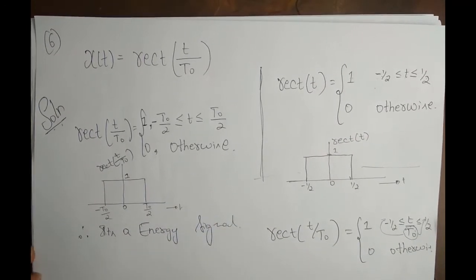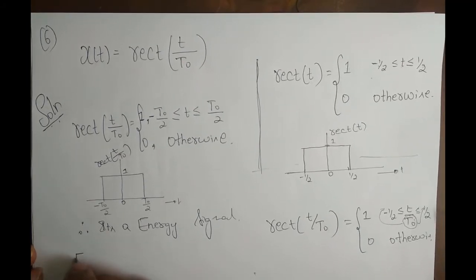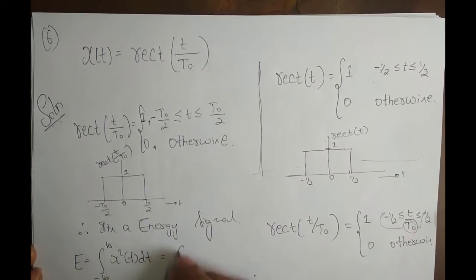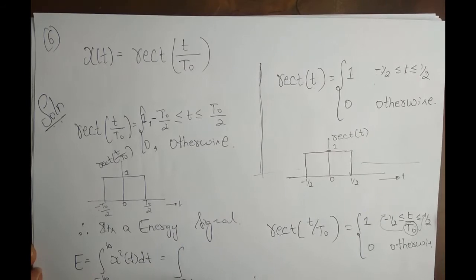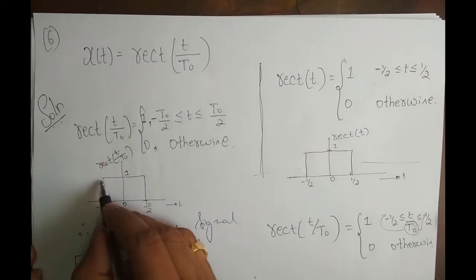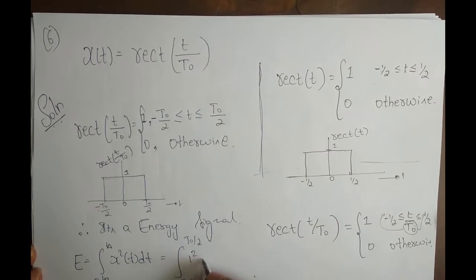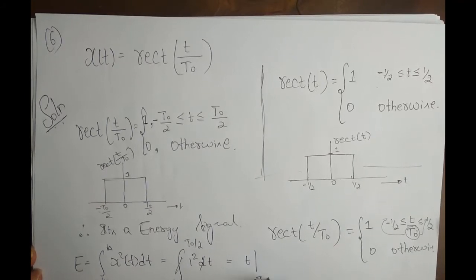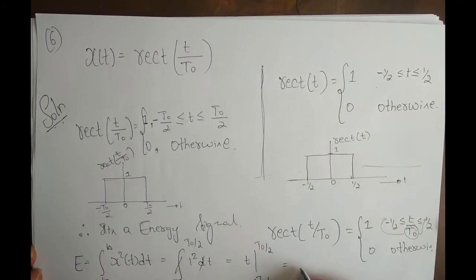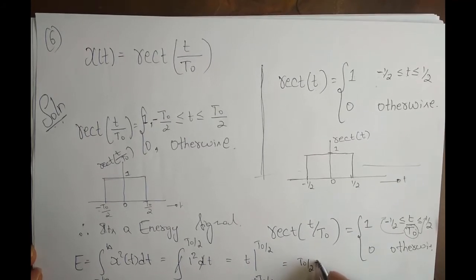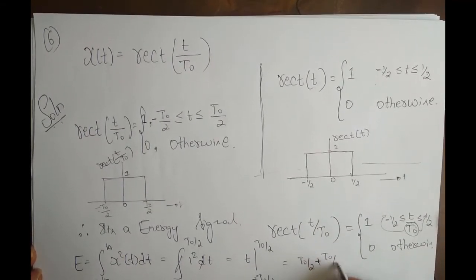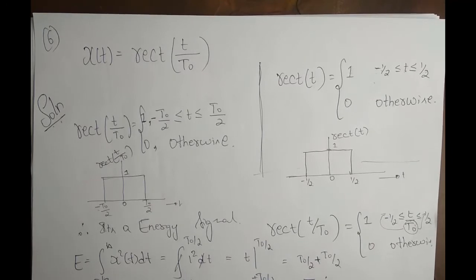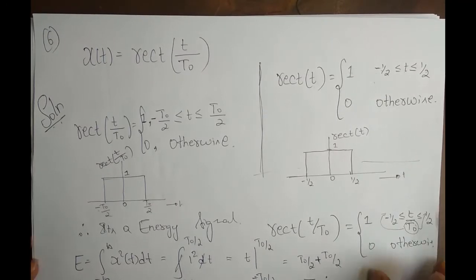Now I need to find its energy. So how do I find its energy? Energy is equal to integrating from minus infinity to infinity x square of t dt, and this is equal to integrating from minus T naught by 2 to T naught by 2. What is its amplitude? 1, but as per the formula it is 1 square dt. So integration and differentiation cancel out, I end up with t with the limit minus T naught by 2 to T naught by 2. Upper limit is T naught by 2 minus of minus T naught by 2, so plus T naught by 2. So this is equal to 2 times T naught by 2, so it is T naught joule. So this is the energy.